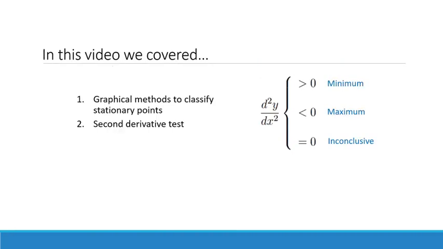In this video, we have used graphical methods to understand how to classify stationary points. We have also shown how to classify maxima and minima using the second derivative test, and covered an example of when the second derivative test is inconclusive.